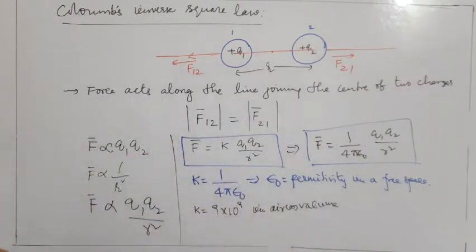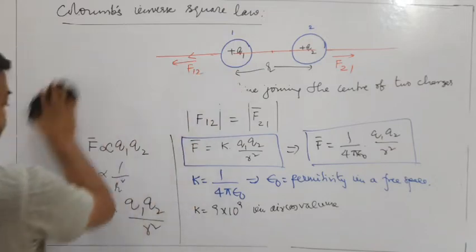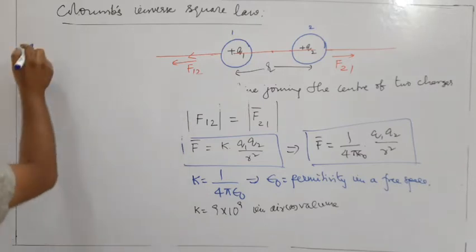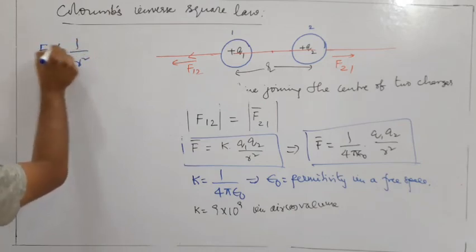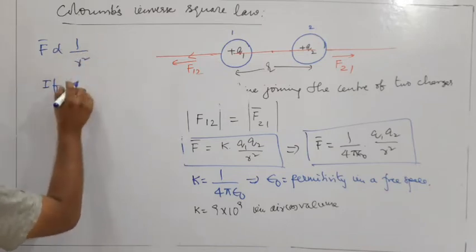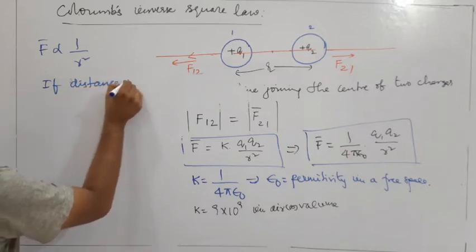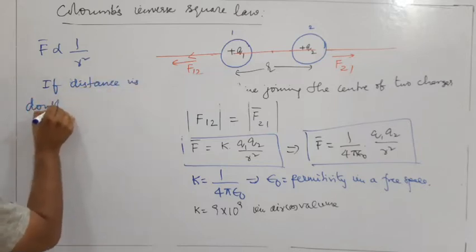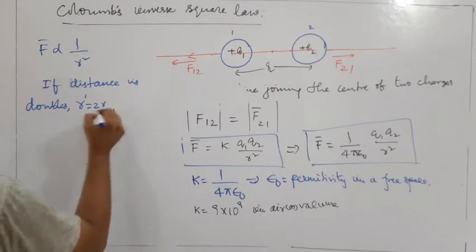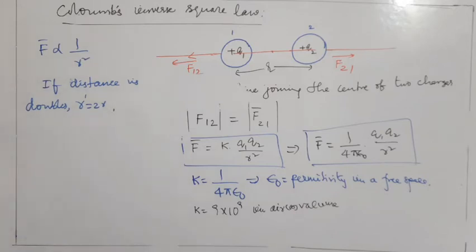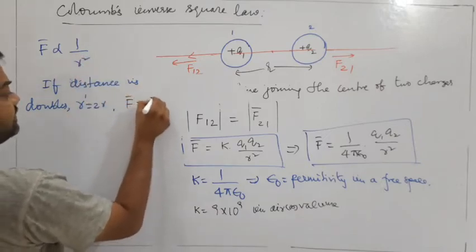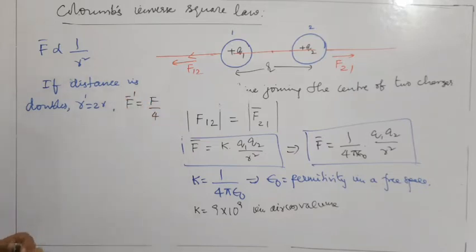What is the relation between F and r? The relation between F and r is inversely proportional. F is inversely proportional to the square of the distance. Suppose the distance is doubled, that is, if r dash is 2r, then what is the value of F? If r dash is 2r, then the force must be 1/4 of the force.